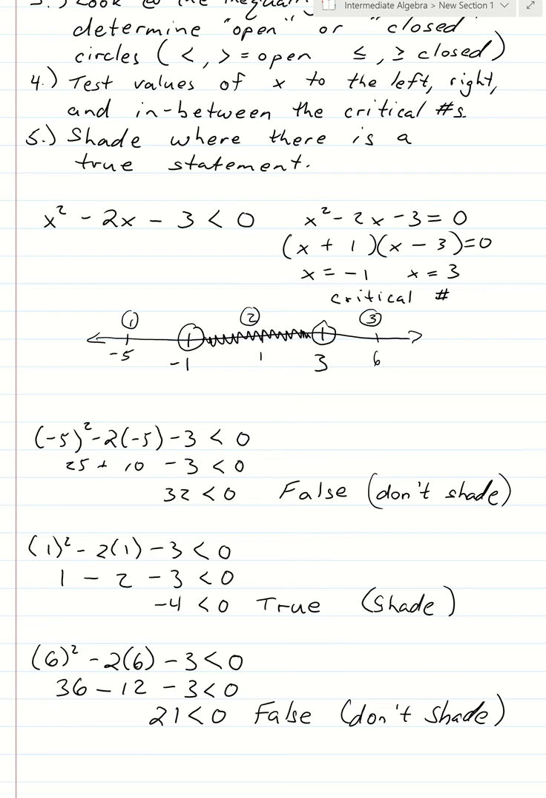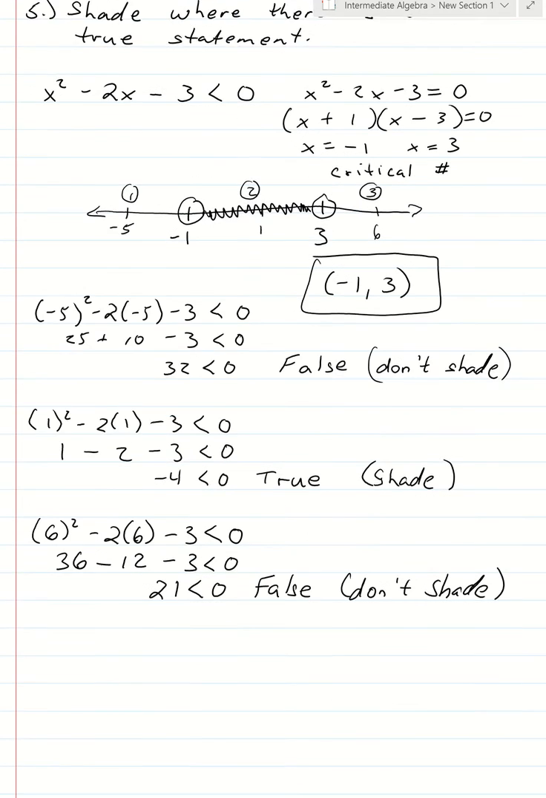And once again, since that produced a false statement, that means that we don't shade on the number line. So let's see what we have here in terms of our number line, and that will give us the solution to the inequality. Well, according to the number line, if we were to use interval notation, now we're going from negative 1 to 3. And we have to remember to put parentheses around the critical numbers because we are not including negative 1 or 3 as our solution. So that would be the solution to this quadratic inequality.